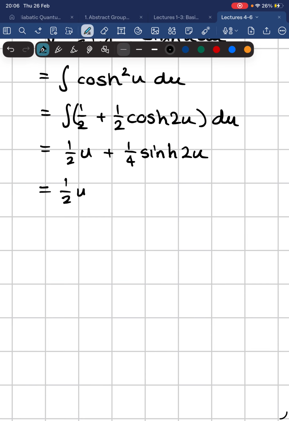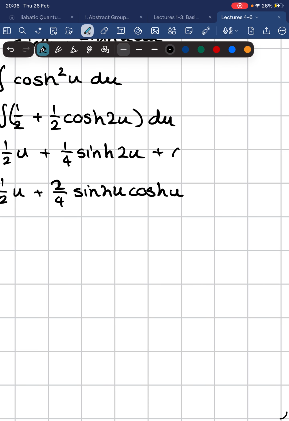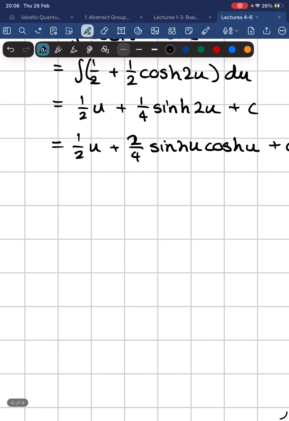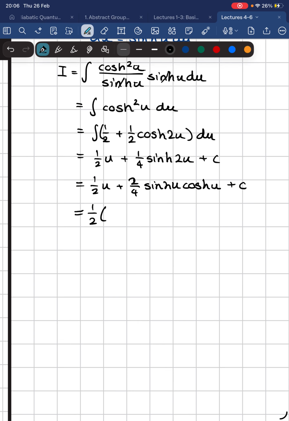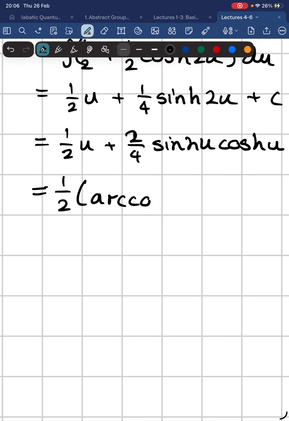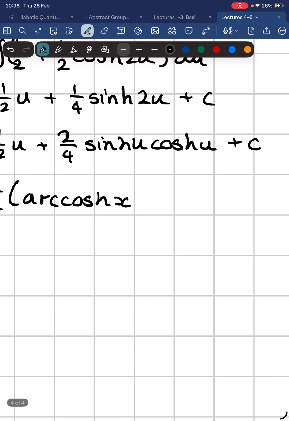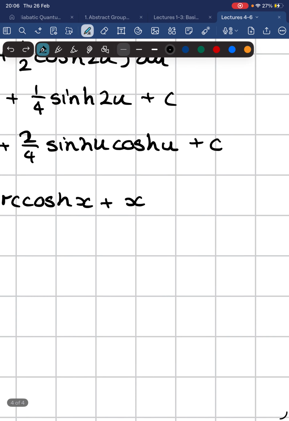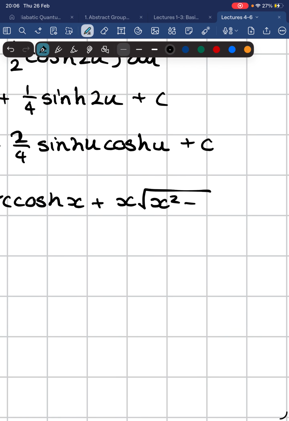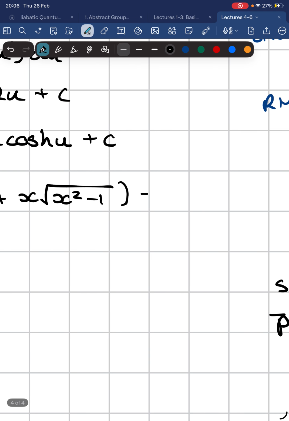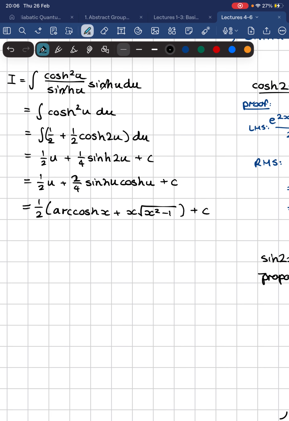And so we can split this thing up here. This is equal to 1/2 u plus, well, 2 times 1/4 sinh u cosh u. And I'm sure the eagle-eyed among you spotted that I should have had a constant the whole time there. Okay, let me take out a factor of a half from this and then plug in my values. So this is equal to 1/2 times u, which we said was arccosh of x, and then this thing here is going to be x for my cosh u, and the square root of x squared minus 1 for my sinh u, and then I leave my c how it is.